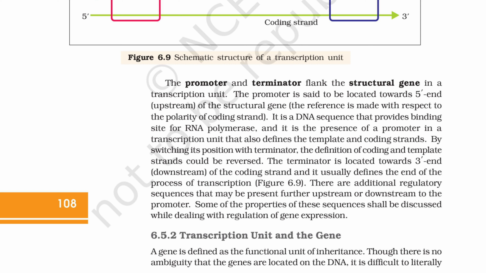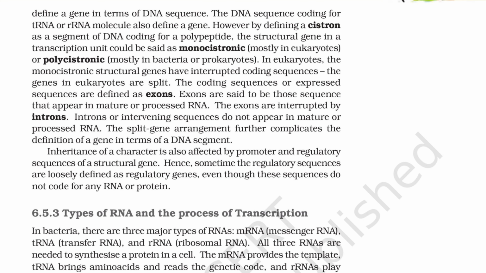A gene is defined as the functional unit of inheritance. Though there is no ambiguity that the genes are located on the DNA, it is difficult to literally define a gene in terms of DNA sequence. The DNA sequence coding for a tRNA or rRNA molecule also defines a gene. However, by defining a cistron as a segment of DNA coding for a polypeptide, the structural gene in a transcription unit could be said to be monocistronic, mostly in eukaryotes, or polycistronic, mostly in bacteria or prokaryotes.